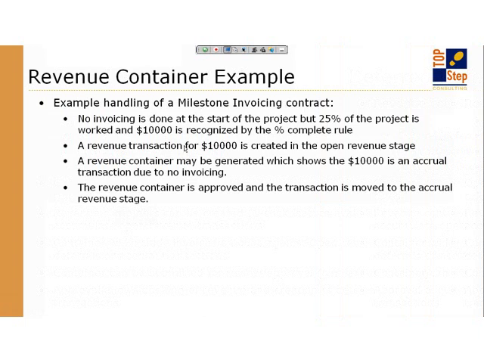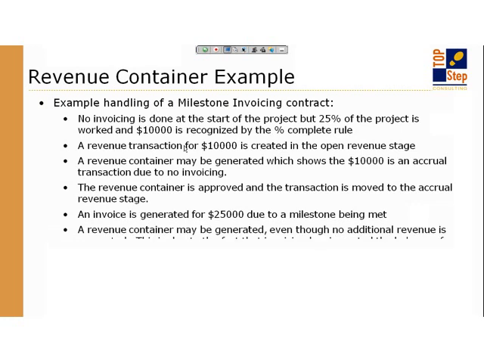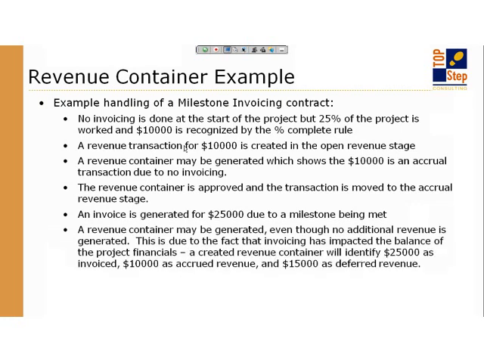Now I invoice for this customer. Then I go back and I can generate another revenue container now because there's been a different activity that's happened in the system. So I can generate a revenue container even though there's no revenue. But the revenue container will say, oh, now you've invoiced $25,000. You have $10,000 in accrued revenue. I'm thinking you should have $15,000 in deferred revenue. So you submit that revenue container, and it will generate the $15,000 in the deferred revenue activity.